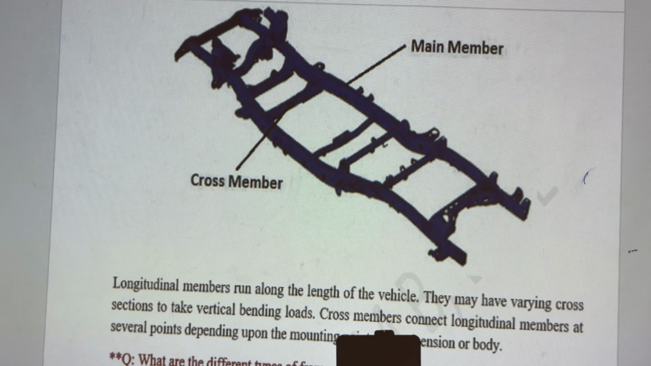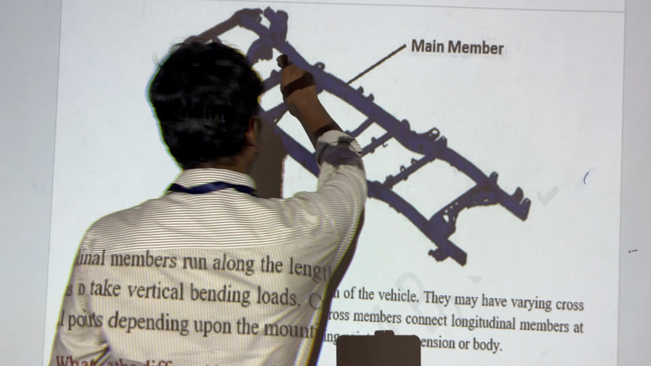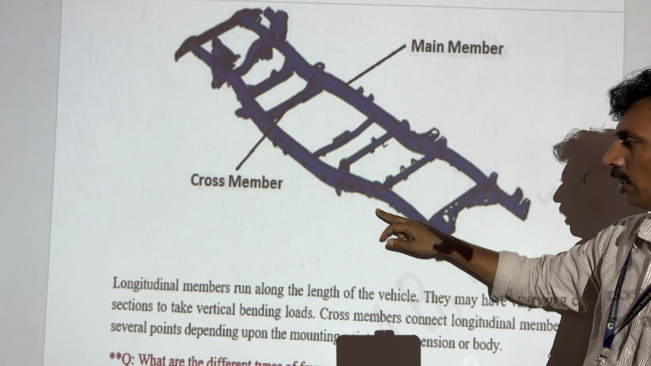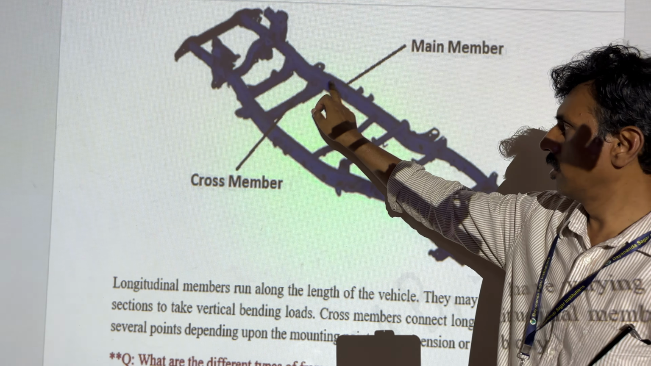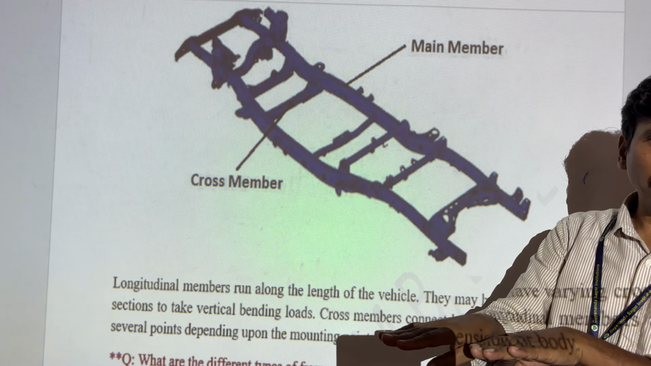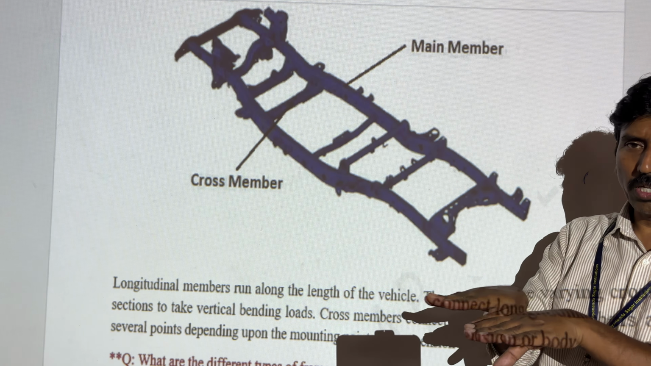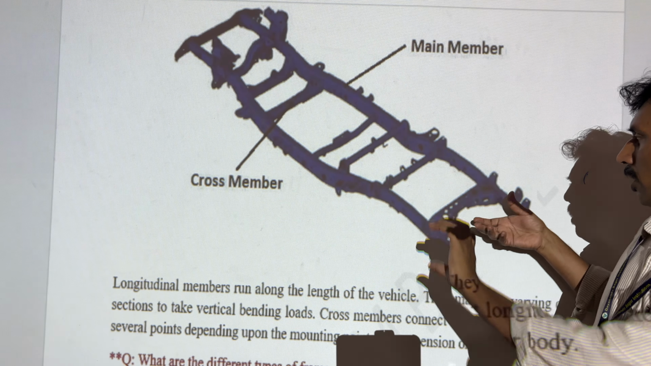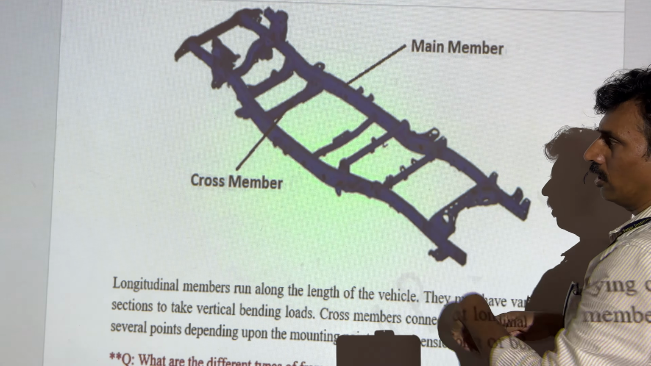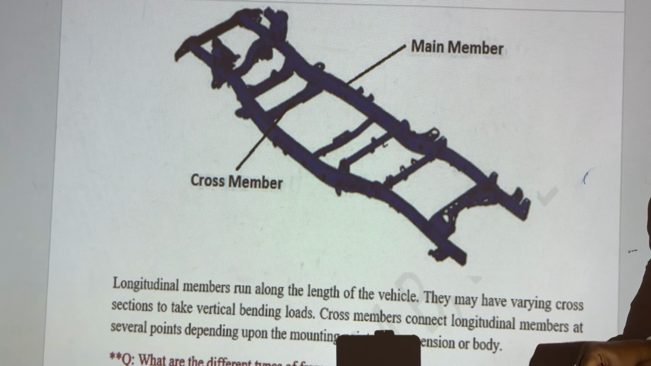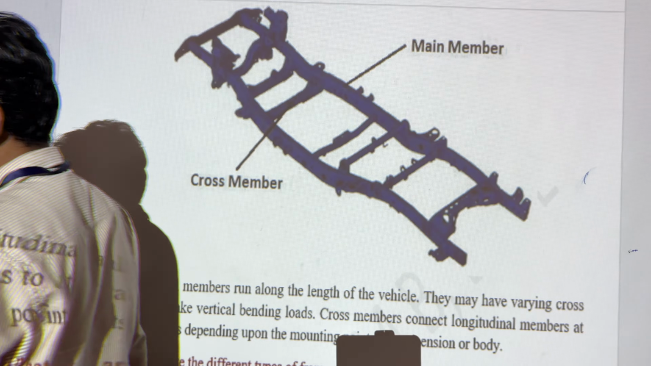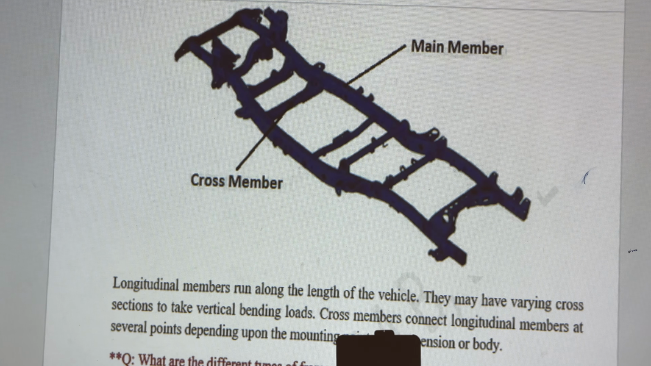So these are the longitudinal members, which is called the main member, which runs from the front to the rear. These are actually the cross members. Now the cross members actually prevent this main members from actually going like this. Of course, this can be easily twisted because they have all these members in a single plane. So they are not really good in twisting.